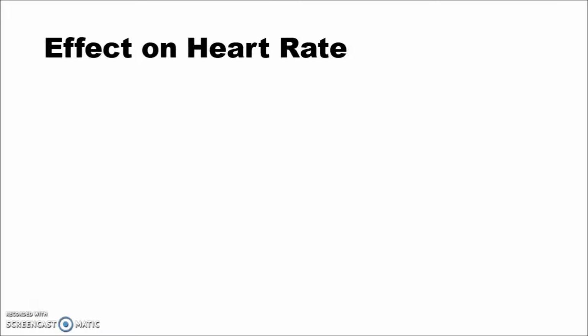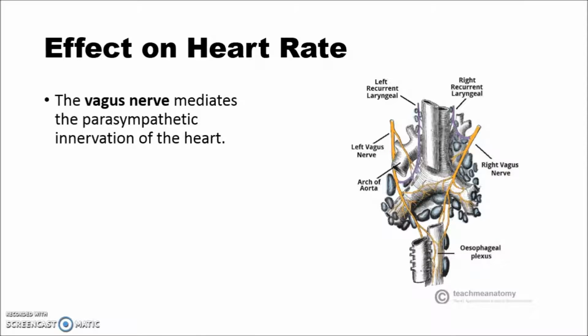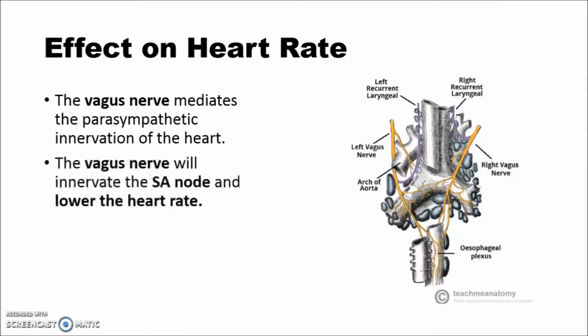Now the effect on heart rate. So I will show you the vagus nerve. This is the right vagus nerve and this is the left vagus nerve. They are connected to the heart. The vagus nerve mediates the parasympathetic innervation of the heart. The vagus nerve will innervate the SA node and lower the heart rate.